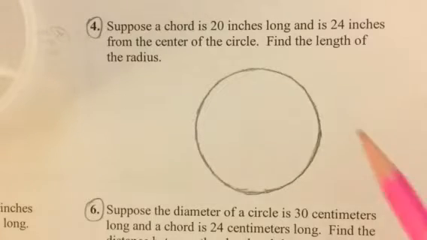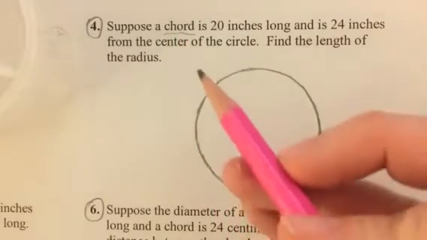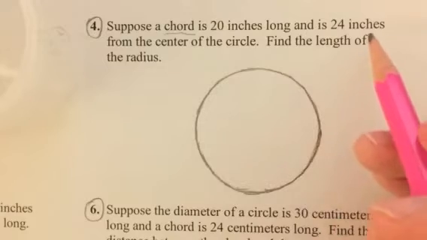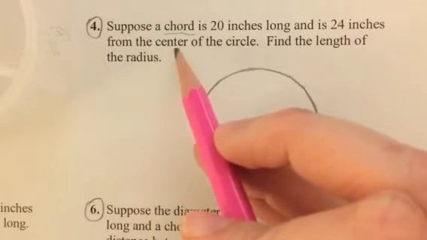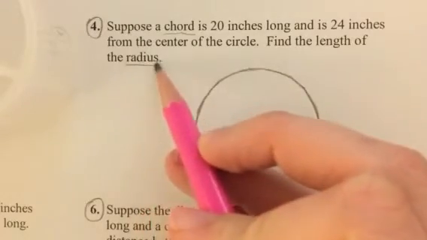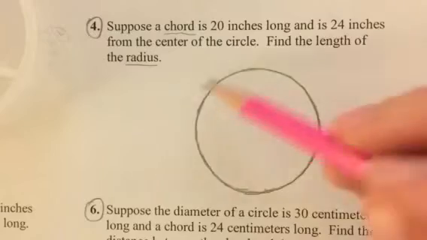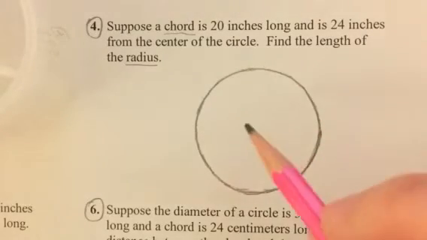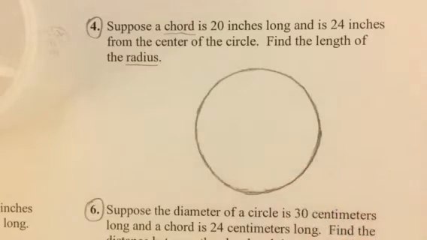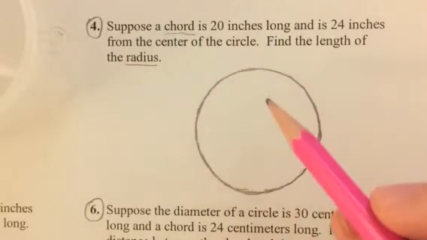All right, so they're talking about a few different things. They're talking about a chord, so we'll have to draw that. Let's see, it's 24 inches from the center, so that's the distance from the center of the circle. And it's also talking about a radius. So there's a lot of different chords I could draw, lots of different radiuses or radii. But I know that triangles help me a lot with these problems. So I'm going to somehow, with this information, try to draw a triangle.